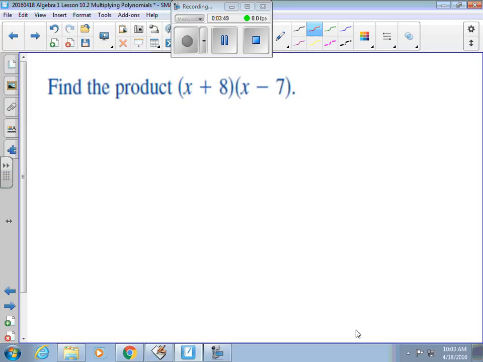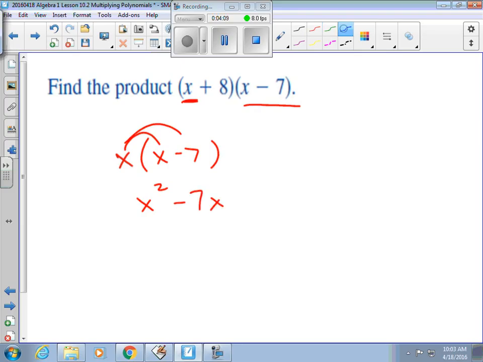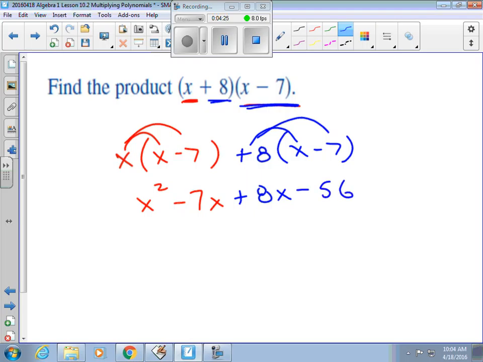Okay, first you have two terms, x and positive 8. So we want to multiply x times the binomial x minus 7. When you do that, x times x is x squared. Remember, you add the exponents. And x times negative 7 is negative 7x. You also do the same thing with positive 8. So you have plus 8 times the binomial x minus 7. 8 times x is positive 8x, and 8 times negative 7 is negative 56. That's the distributive property for both the x and the positive 8.